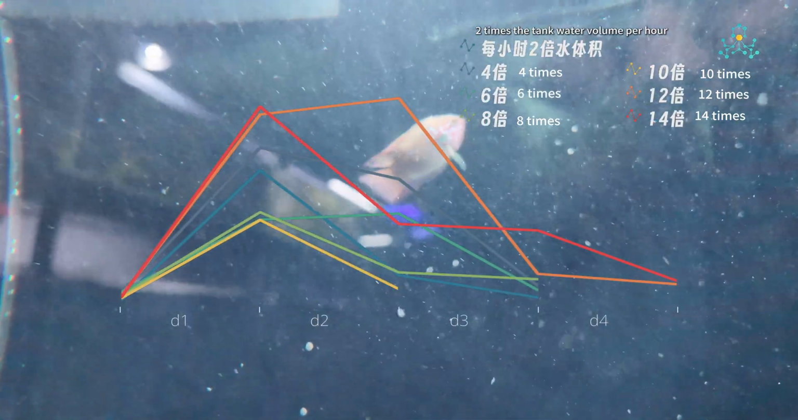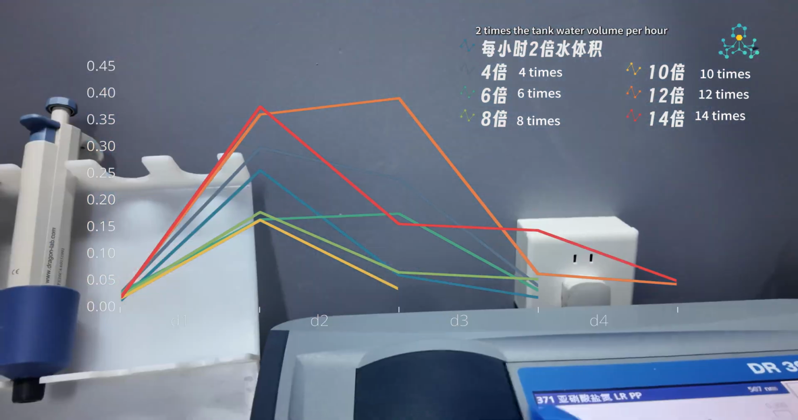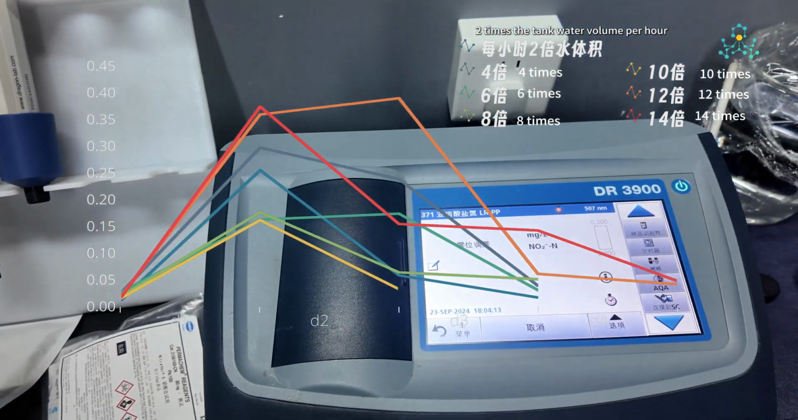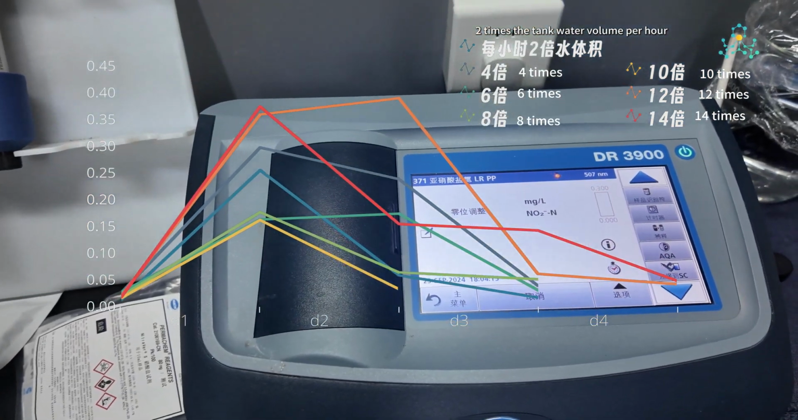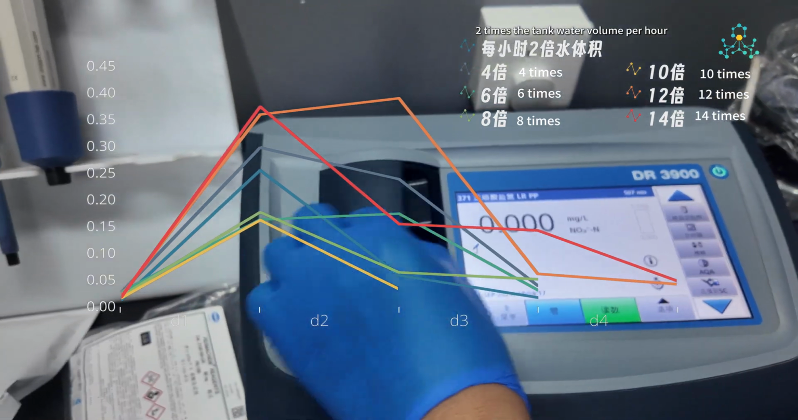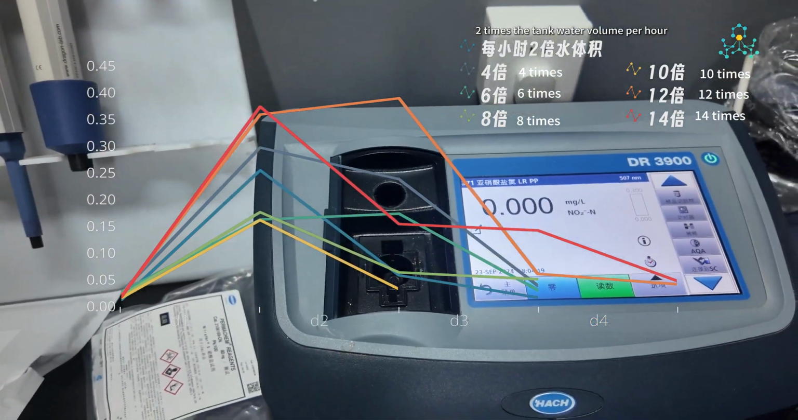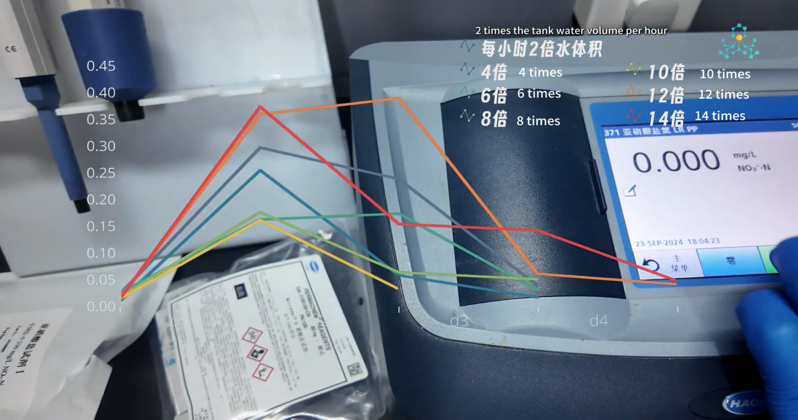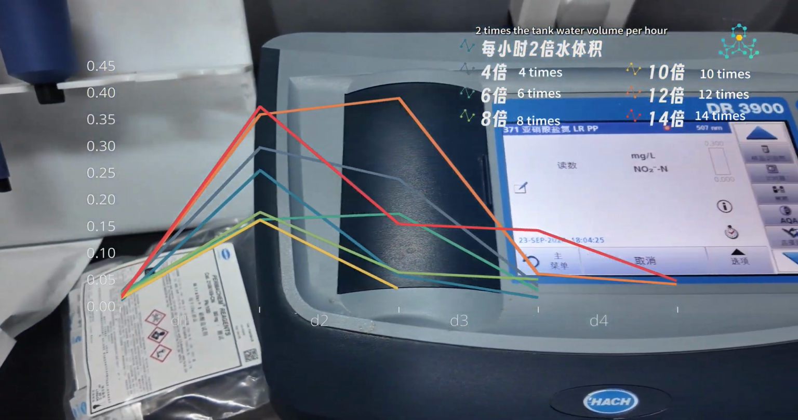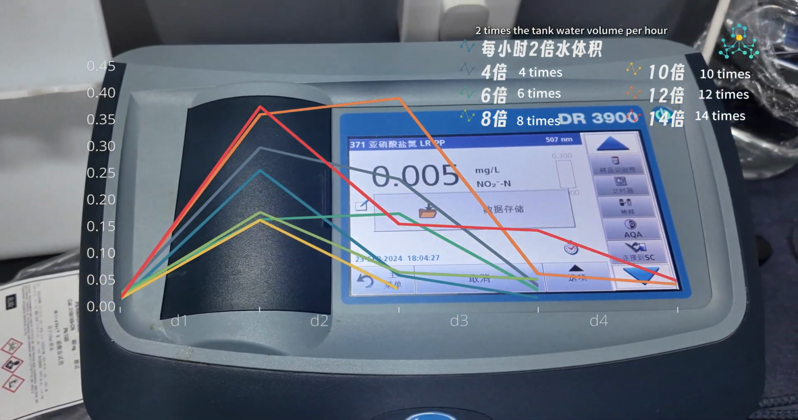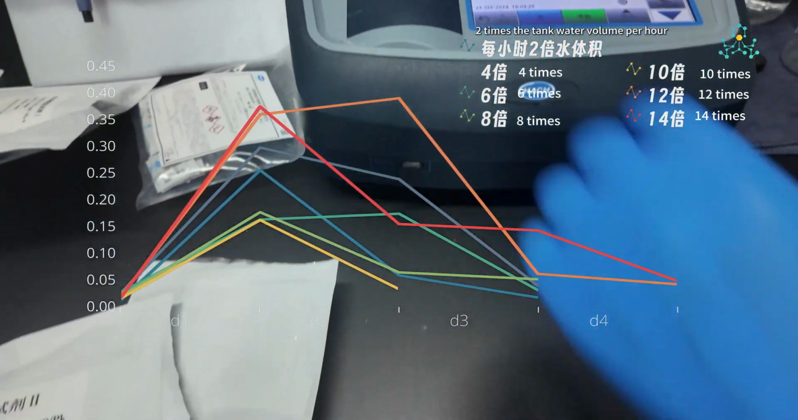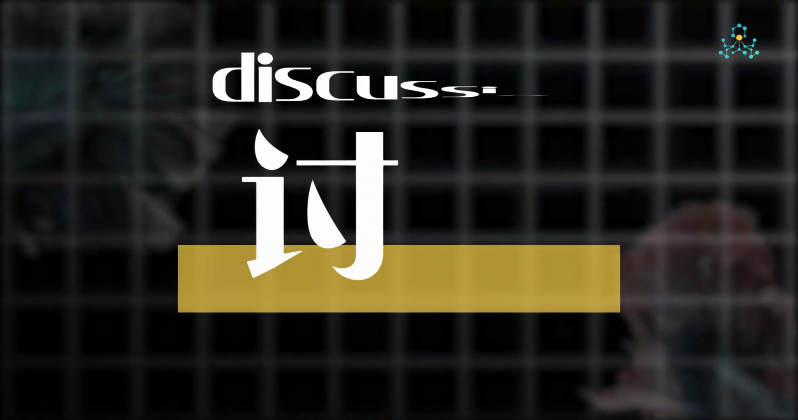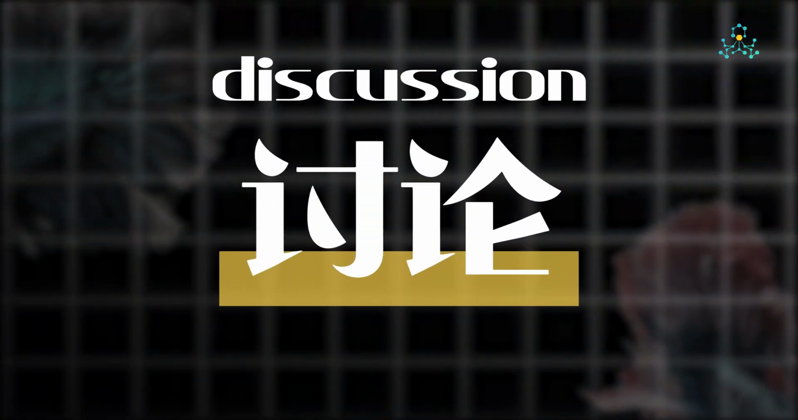Looking at the nitrite levels, it's clear that flow rate had a noticeable effect on both the peak and the decline speed. However, this impact might not be what you'd expect. Didn't we say that higher flow rates mean better efficiency? How is it that at certain flow rates, 12 times and 14 times, the efficiency actually decreased? It was even slower than the smaller flow rate groups, like the 2 times and 4 times.